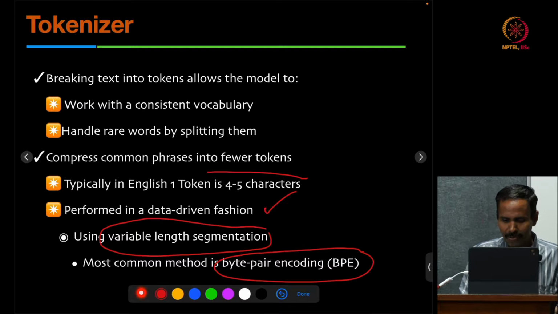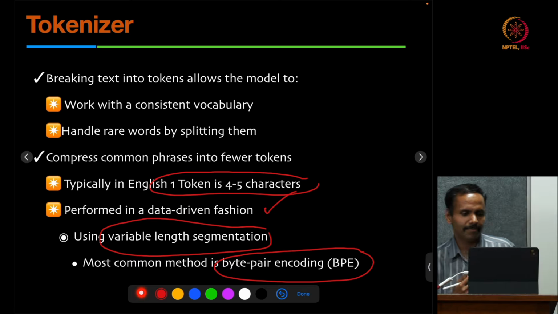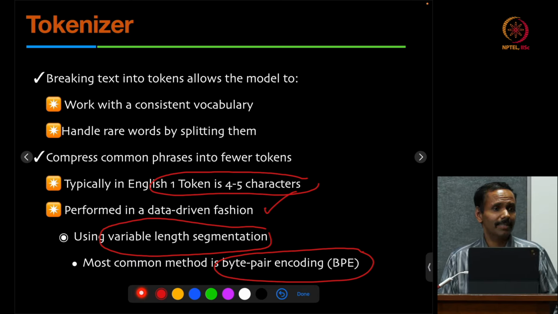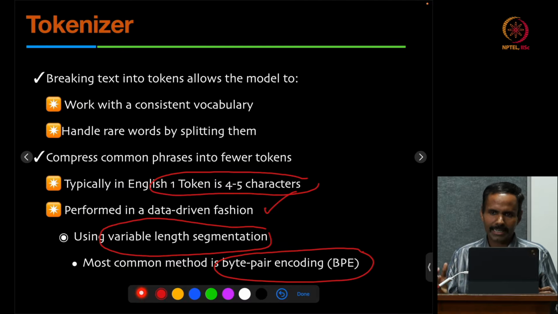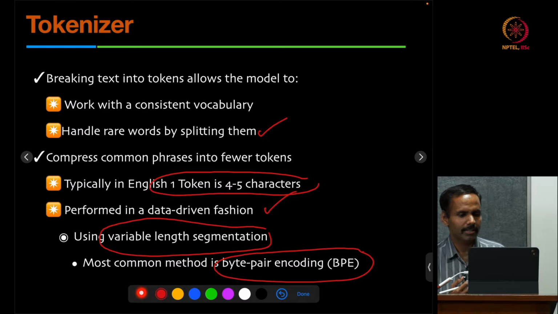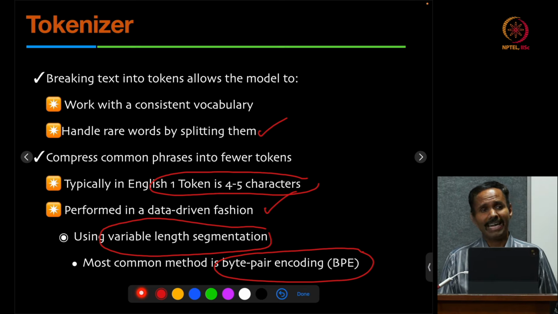And often, if you ask about most of these recent language models, in English, what is the average token length in terms of characters? They turn out to be about 4 to 5 characters. So if you have about 100 characters, then it's roughly 20 to 25 tokens, which is the number of units that get mapped to the corresponding characters. Why do we want to do it? We also want to be able to represent rare words, something that you have never seen.